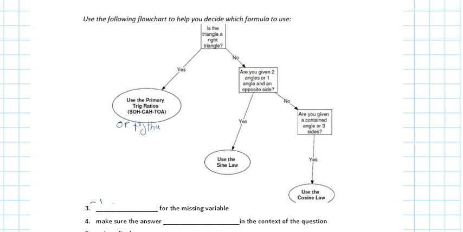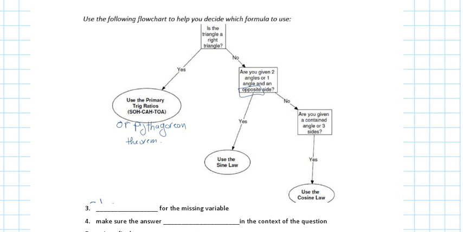Now, if the answer to this is no, then you're going to have to ask yourself the question: do I know two angles and an opposite side, or do I know an angle and its opposite side? So the key word here is opposite. Do I know an angle and its opposite side? If the answer is yes, then you're going to use sine law. If the answer is no, then you're going to use cosine law, because you're probably given two sides and the contained angle, or the three sides.